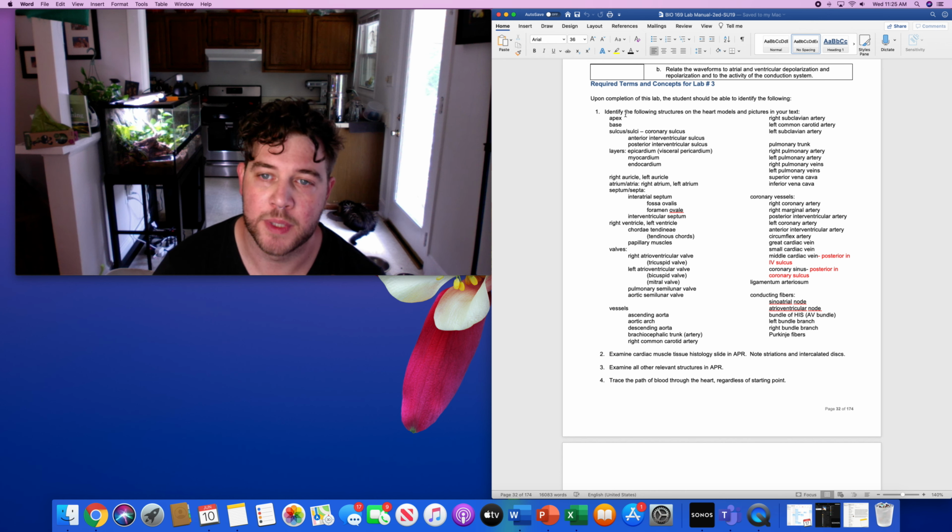I went over a little bit in the lecture about the difference between the apex and the base. Remember, the apex is the pointy part, the base is the flat part on the posterior superior surface. It's not the bottom. Oh, there's a cat.